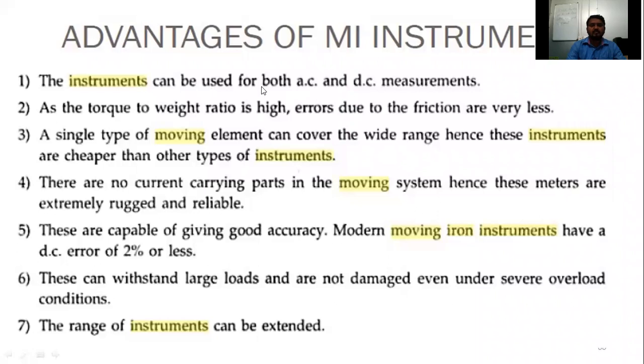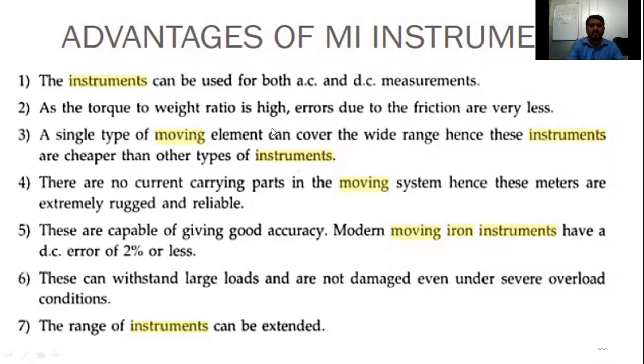The instrument can be used for both AC and DC. We can use it for AC and DC. I have already told this while doing the explanation. This instrument is used for both AC and DC. But what about the PMMC? Only DC. Only DC. An MCQ question may come here.